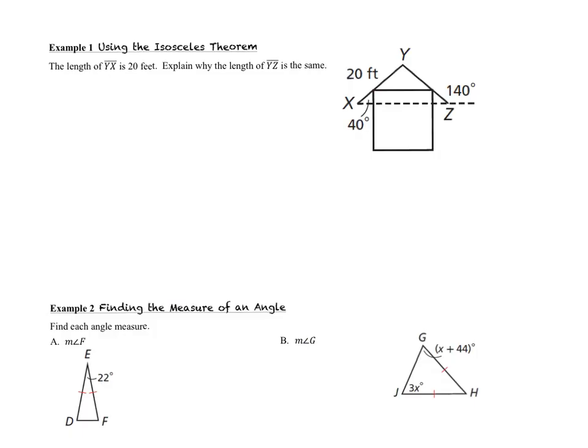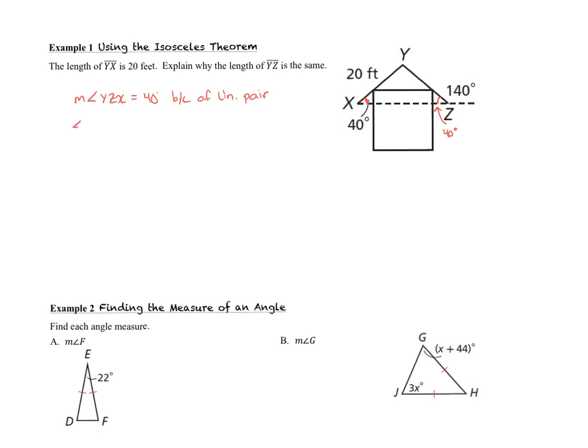Example 1, using the isosceles theorem, the length of XY is 20 feet. That's marked. Explain why the length of YZ is the same. Well, first of all, we have this 40-degree angle down here. And because of the linear pairs, the measure of angle YZX is equal to 40 degrees because of linear pair. So this angle right here is also equal to 40 degrees. So I know that these angles are congruent. Since those angles are congruent, I know this is an isosceles triangle.